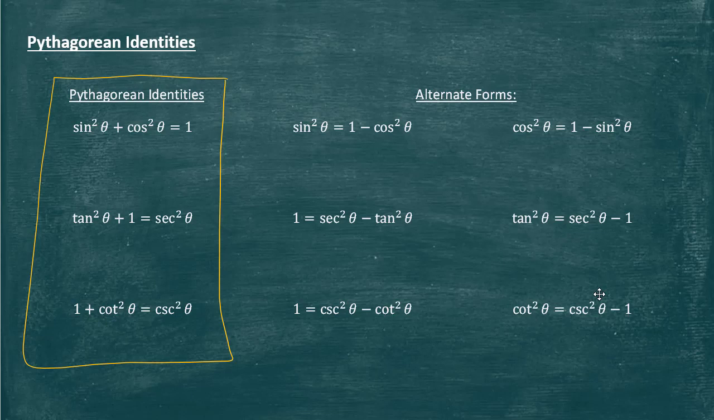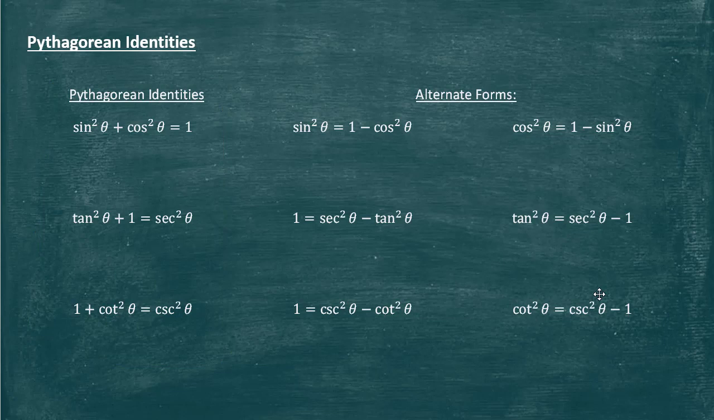Now, as far as where do these come from, if we really think about how sine squared plus cosine squared equaling 1 should come to be, if we think about the equation for the unit circle, which is x squared plus y squared equals 1. Remember, it's a radius of 1 centered at the origin, so this would be my formatting.